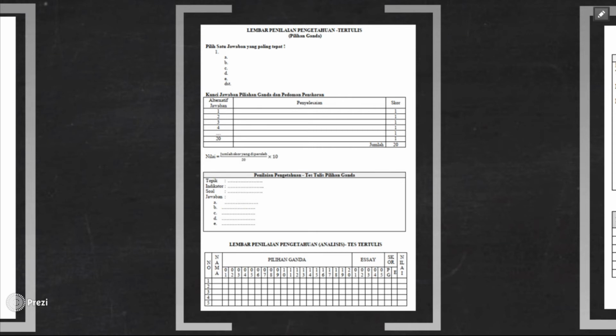Then after that, we can use the analysis of assessment between multiple choices done by the student and the essay answers, and then we can directly give a cognitive score to the students.